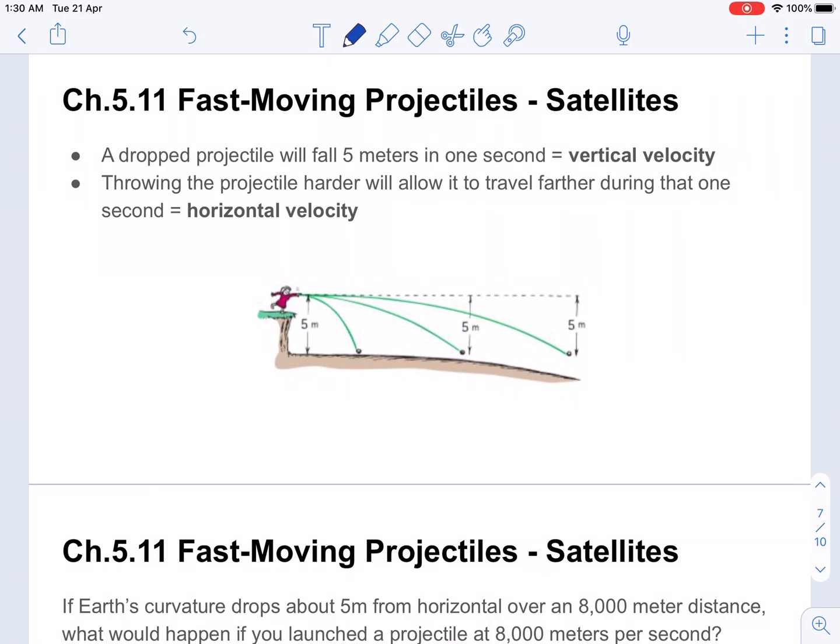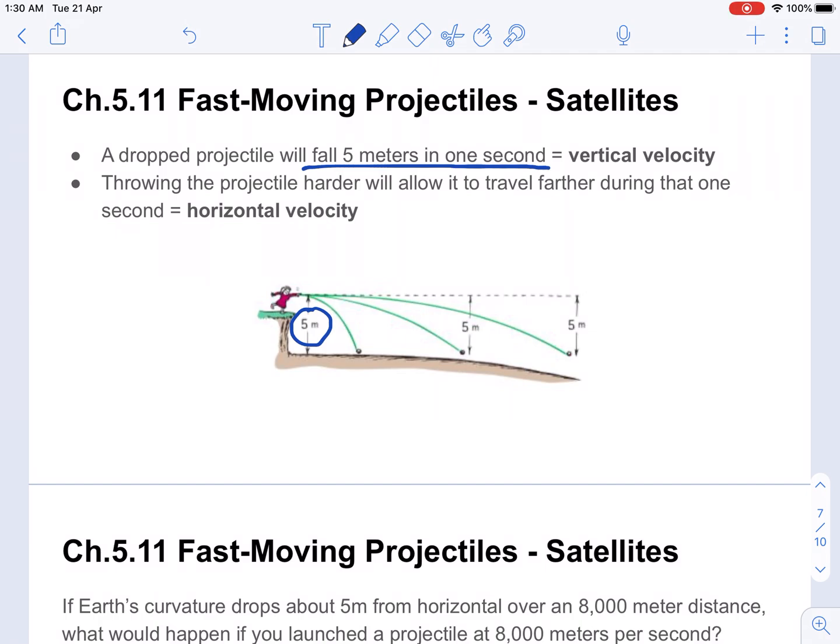Chapter 5.11 looks at fast-moving projectiles, right? So we've got to go a level above a baseball now at this point. The book gives you this information that if something falls for 1 second, it's going to fall 5 meters. So that's sort of our framework. Just keep that in mind, that you've got 1 second to travel 5 meters downwards.